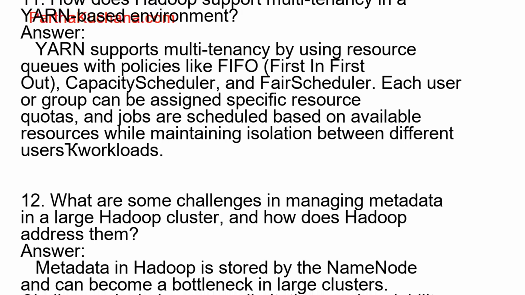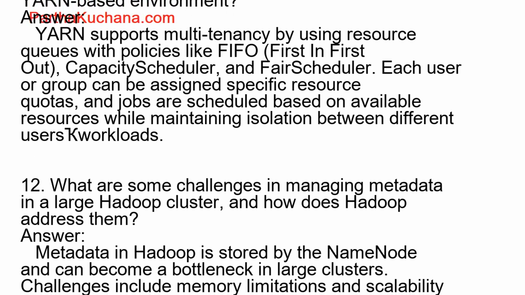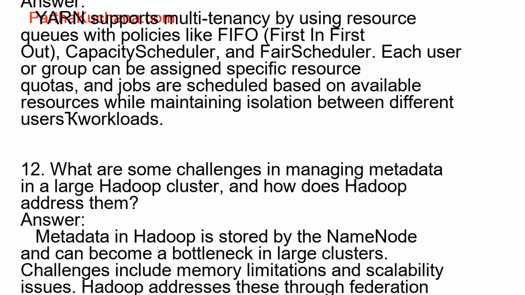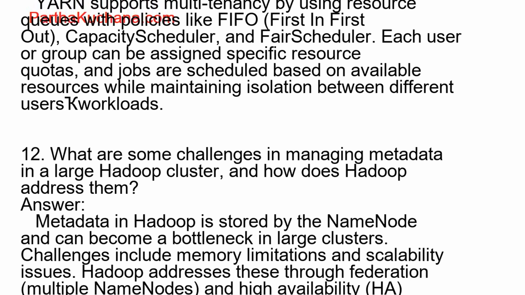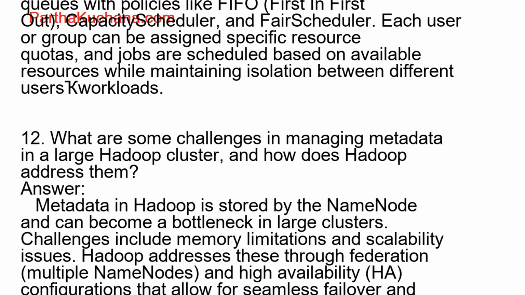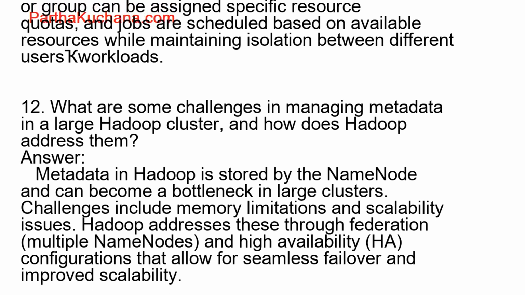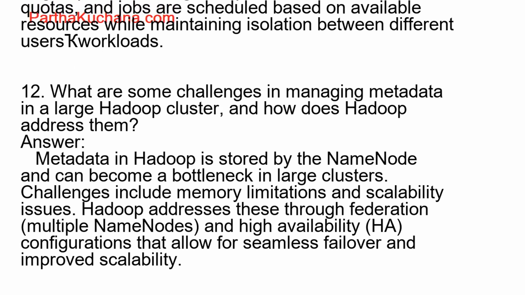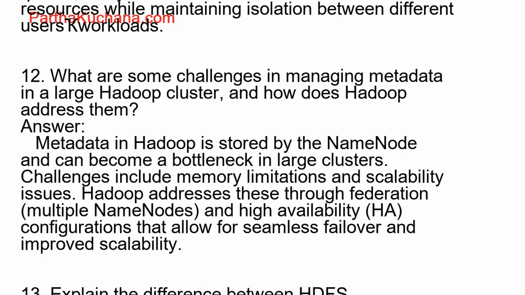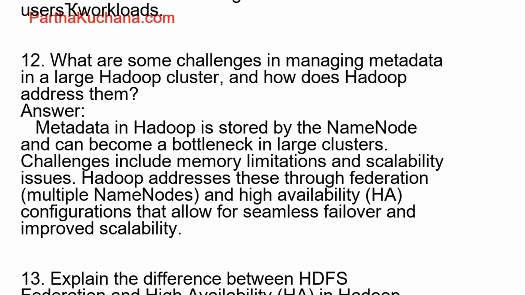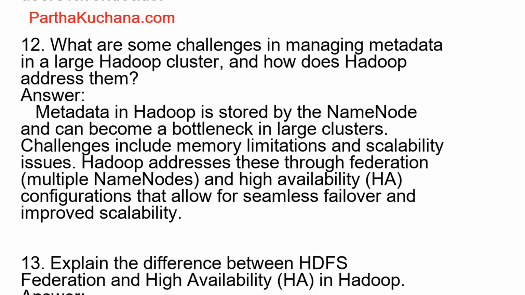13. Explain the difference between HDFS federation and high availability (HA) in Hadoop. Answer. HDFS federation allows multiple independent name nodes to manage different parts of the namespace, improving scalability by distributing metadata across multiple servers. High availability (HA), on the other hand, focuses on eliminating the name node as a single point of failure by providing a standby name node that can take over in case the primary fails.